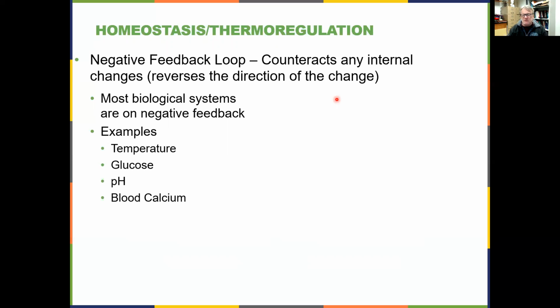Since the most common is negative feedback, let's start with that, because negative feedback loops will always counteract any change in the internal environment. And remember, homeostasis is trying to maintain the same. Almost all biological systems use negative feedback to control things like temperature, glucose, your blood pH, and the calcium in your blood. All those types of things are negative feedback systems.